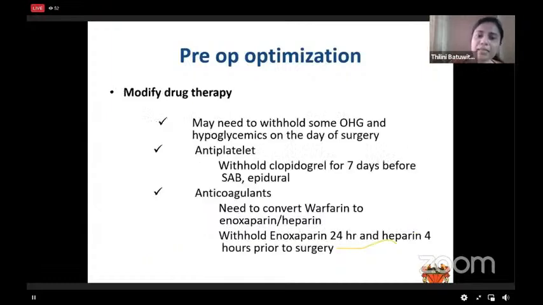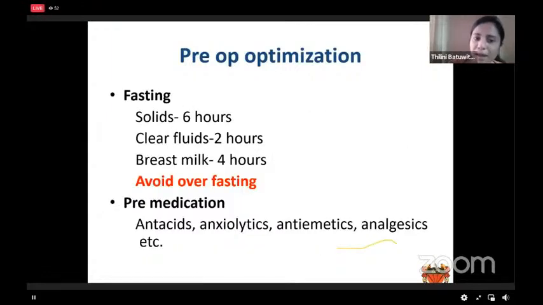And then the other thing you have to optimize is the fasting. I think you are all familiar with the fasting guideline. You have to keep the patient fasting for solids for 6 hours and clear fluids for 2 hours. When it comes to pediatric patients, if the patient is on breast milk, the fasting should be for 4 hours. So after 4 hours, you can give breast milk. But mind you that it's breast milk, not formula milk. So you have to make sure that it's only breast milk.